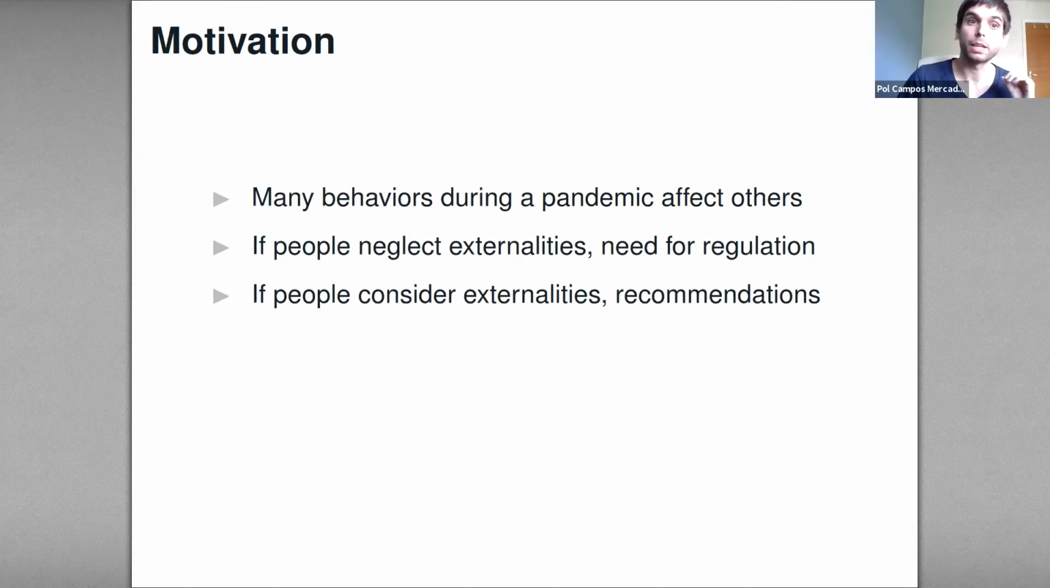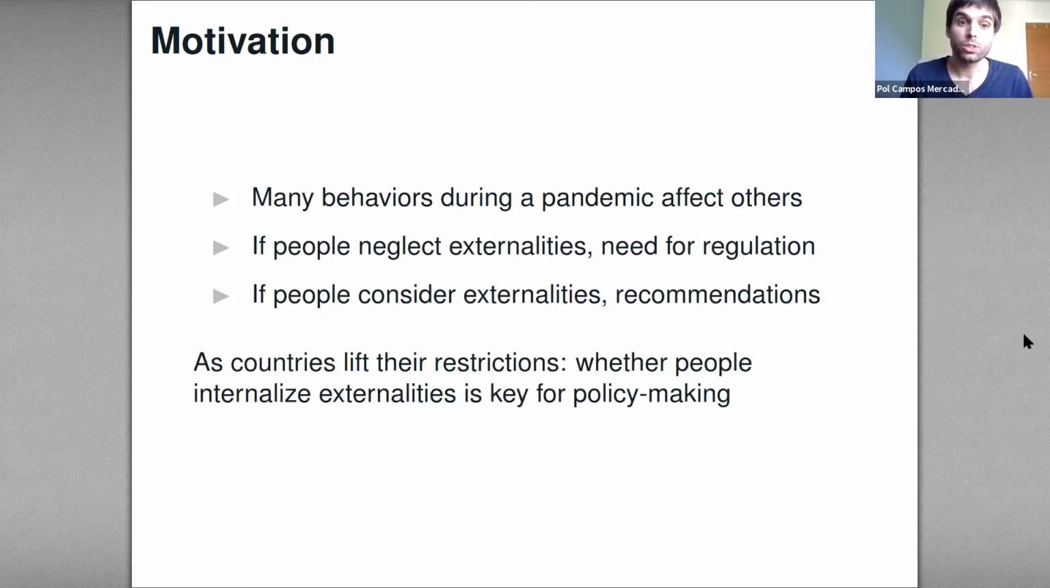However, if people already consider and take into account the externalities that they create for others, then sometimes it might be enough with recommendations. Actually, in the very hypothetical case in which people completely consider all the externalities that they create on others, we would not need any governmental regulation at all, right? We would reach already the social optimal because people are already internalizing these externalities of their behavior. Now, as countries lift their initial restrictions, understanding whether people internalize the externalities that their behavior creates on others during the pandemic is key for policy making, as you can see.